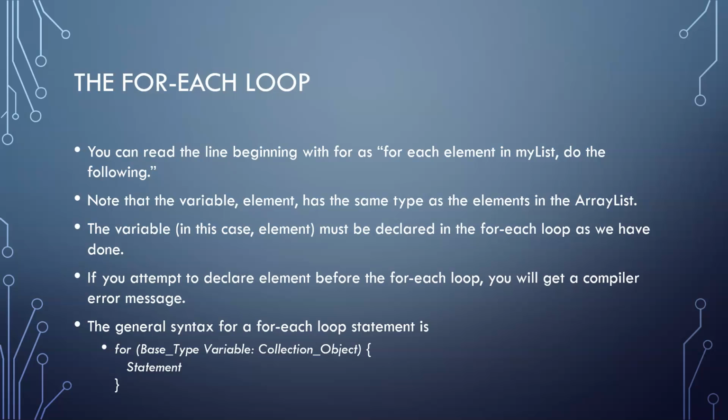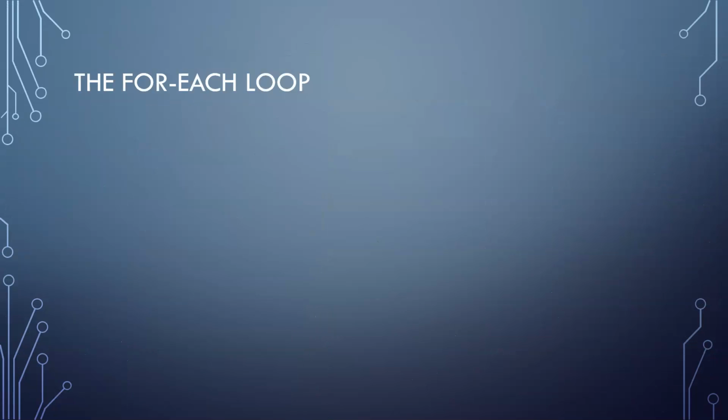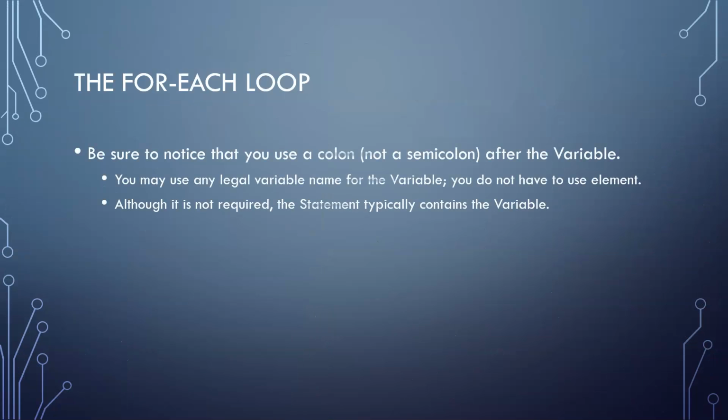The general syntax for a for each loop statement is: for (base type variable : collection object) followed by some kind of statement. Be sure to notice that you use a colon here, not a semicolon, after the variable. You may use any legal variable name for the variable. You don't have to use element. If you wanted it to be stuff, you could do that. Obviously, you want to try and make it relevant. You can't just call it whatever you want because it's going to be confusing after a while.